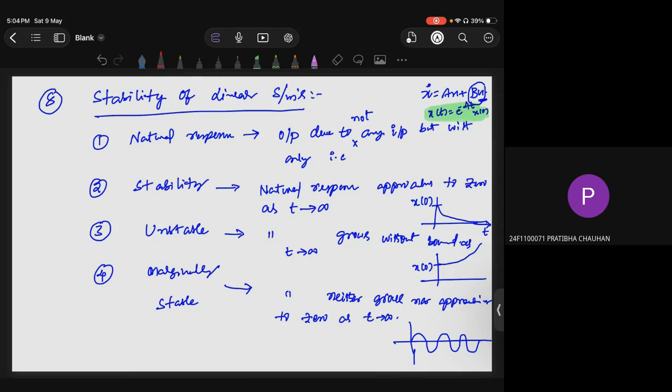Using poles, the first is nothing but all poles must be on the LHS side. This is nothing but any one pole on the RHS side. This is nothing but any one pole on the j omega axis. Is this clear? So using poles, we can define these three terms. Correct? But the basic definitions are these with respect to the natural response.